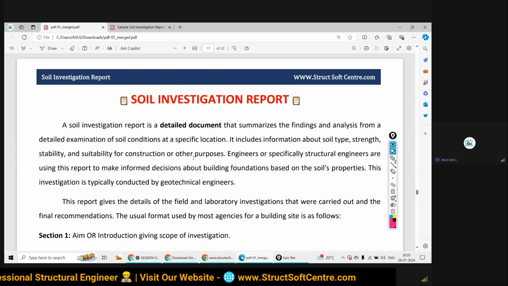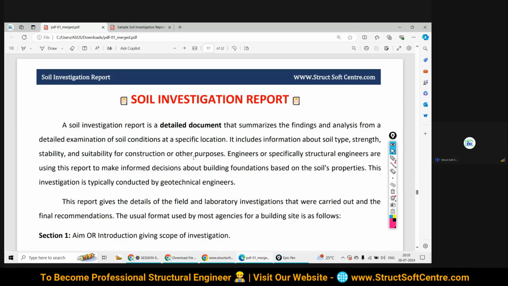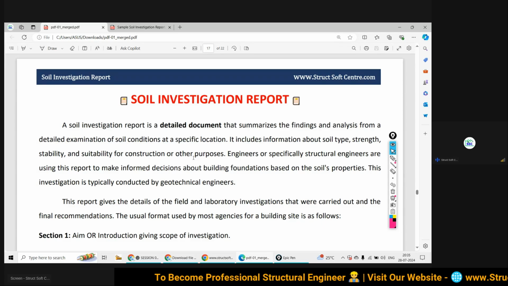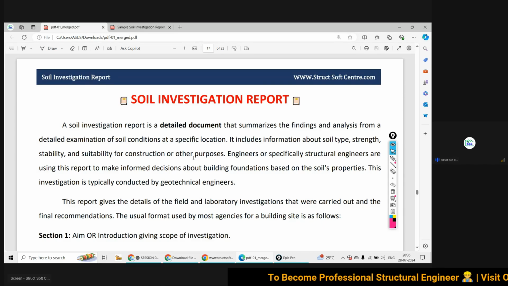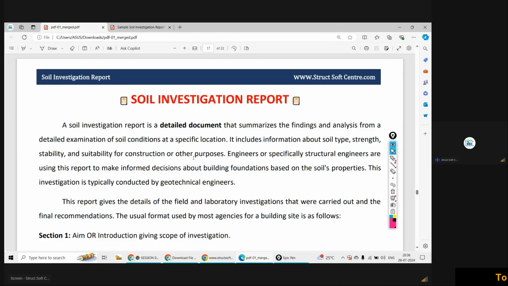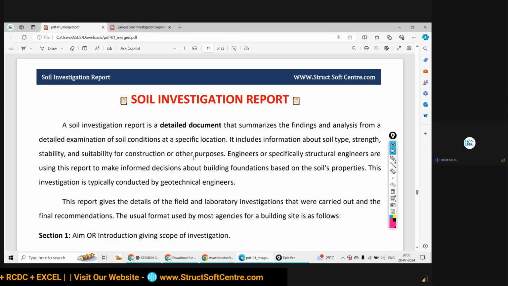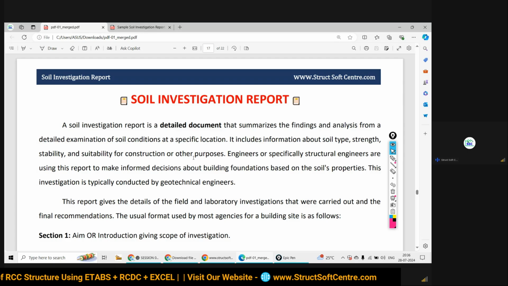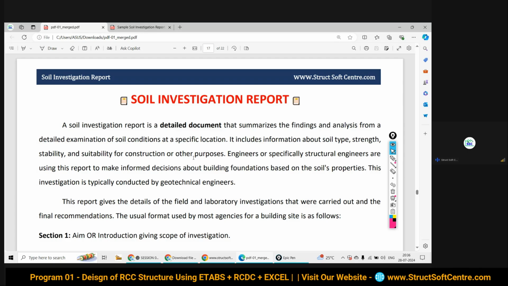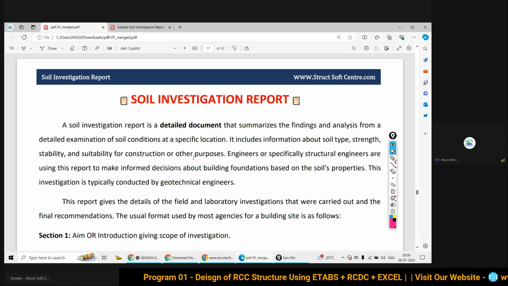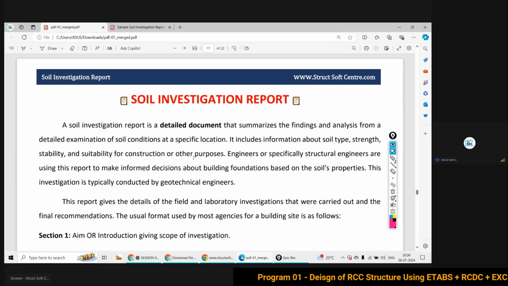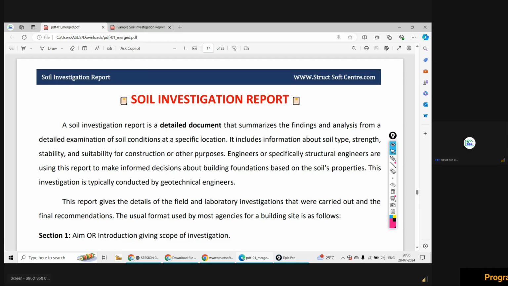The things that you have done, what methods you have adopted, for what purpose you have made it, meaning for what purpose, for what building, for what structure, for what location, with what methods, with what parameters you are going to find, and what your findings are. All that you have to write, and you have to have a detailed document for that, and that document is termed as what? Soil investigation report. So this is the simple way, isn't it.